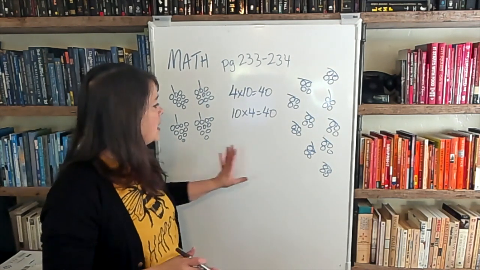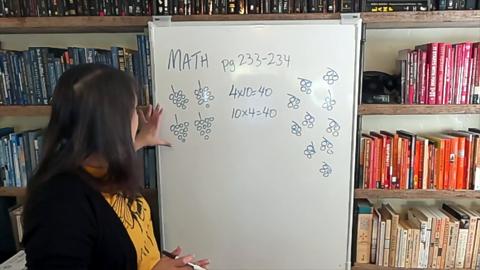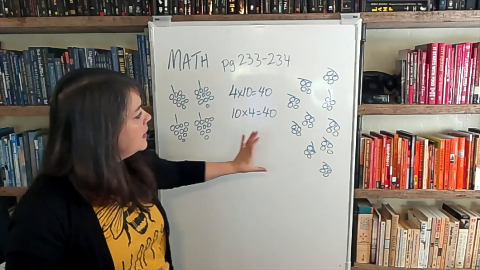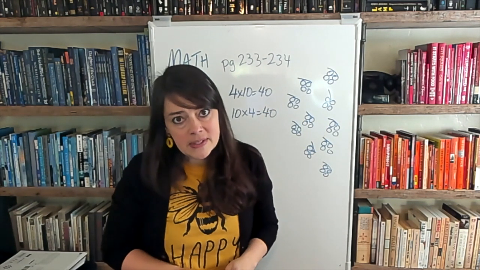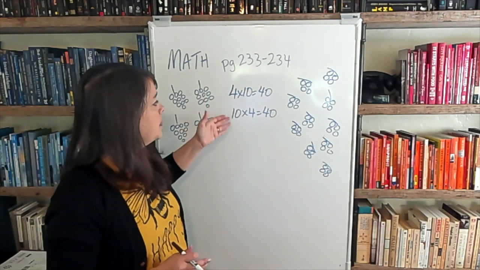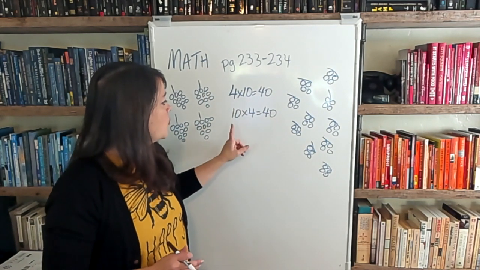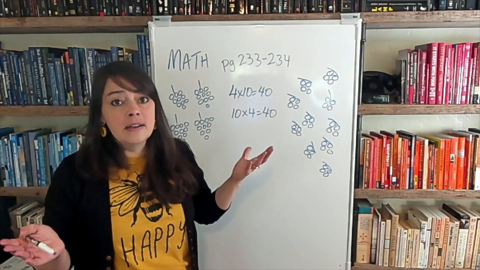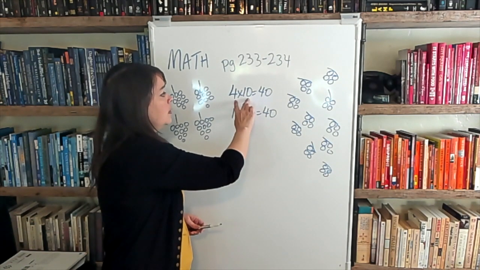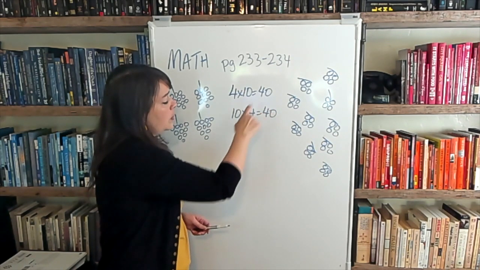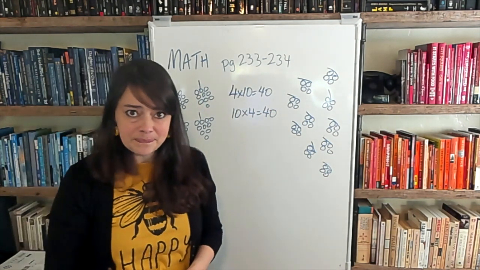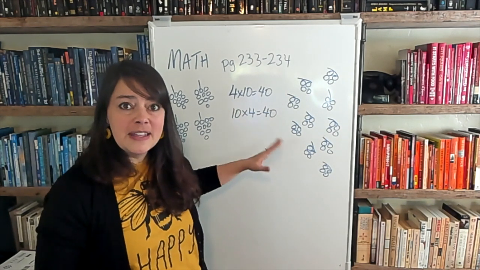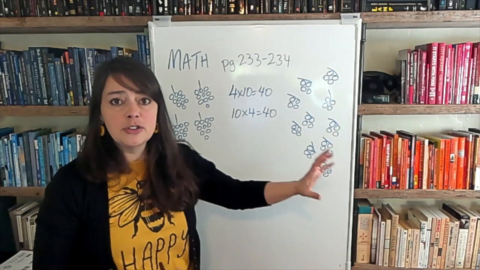Now your worksheet starts with two pictures. These are groups of 10 grapes, and these are groups of 4 grapes. And then they have two related multiplication facts. 4 times 10 equals 40, and 10 times 4 equals 40. Because you remember, in the related multiplication facts, the two factors equal the same product, even in either order.